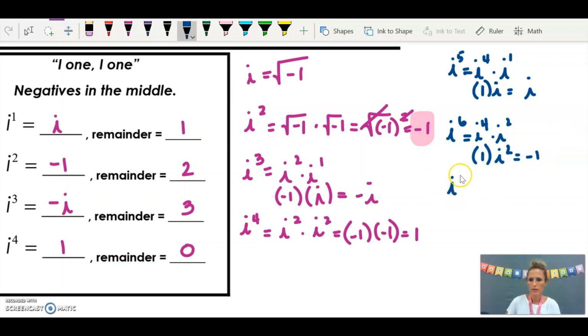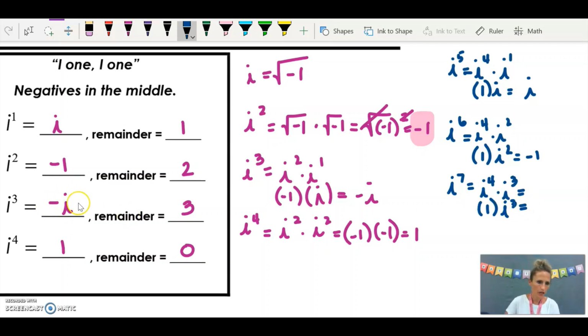Let's do i to the seventh. How do you think I'm going to break that down using the powers I already know? I'm going to use i to the fourth times what? i to the third. i to the fourth is 1, so this gives me 1 times i to the third.